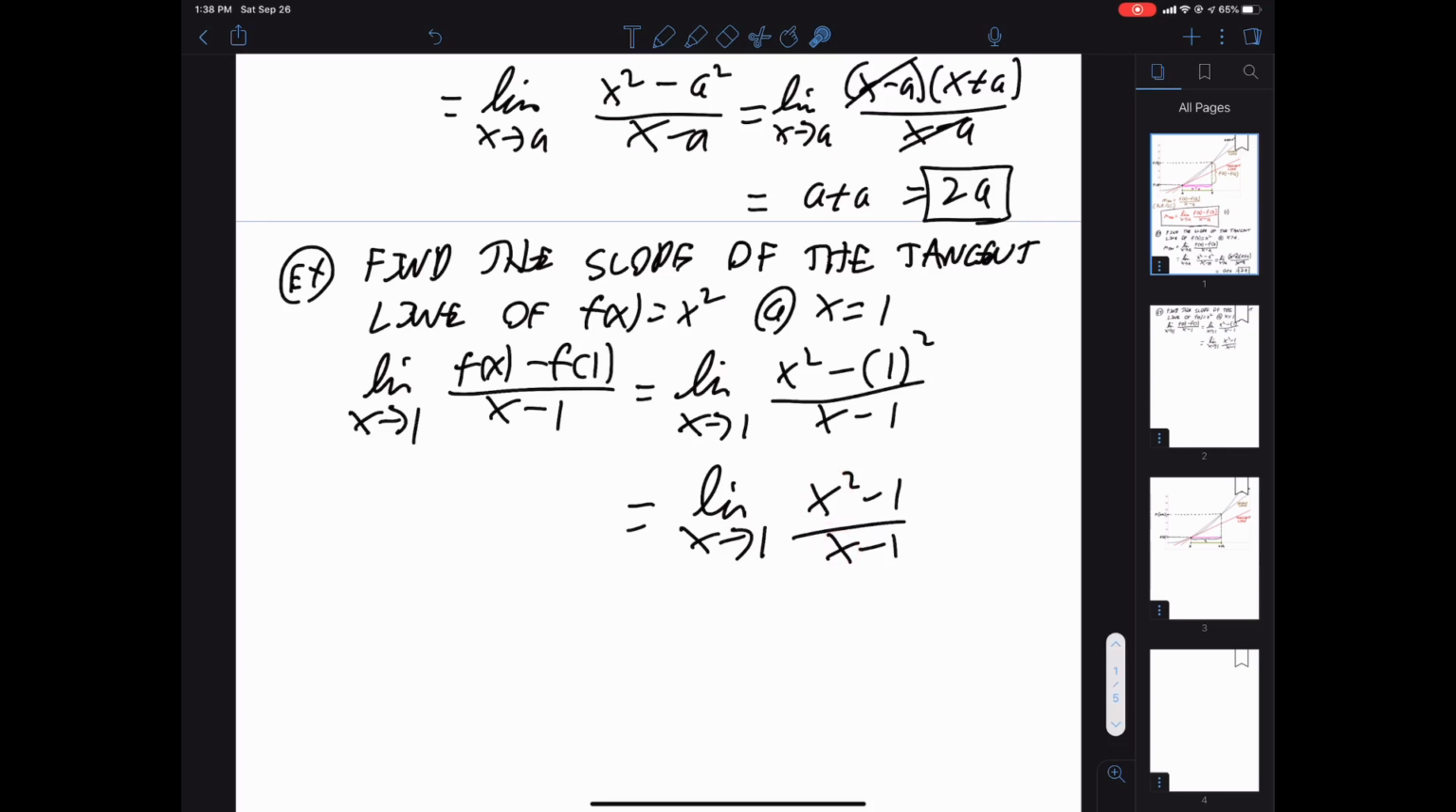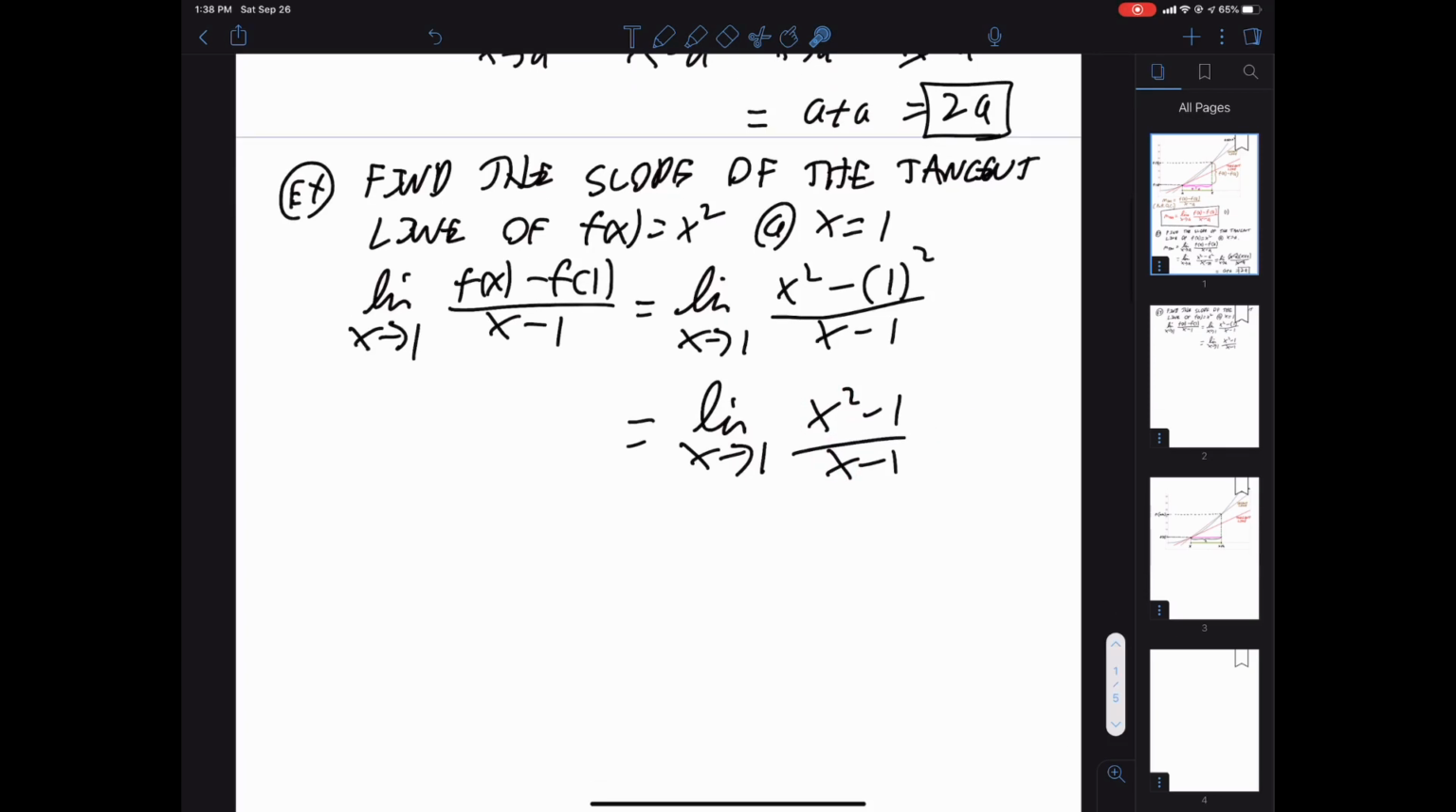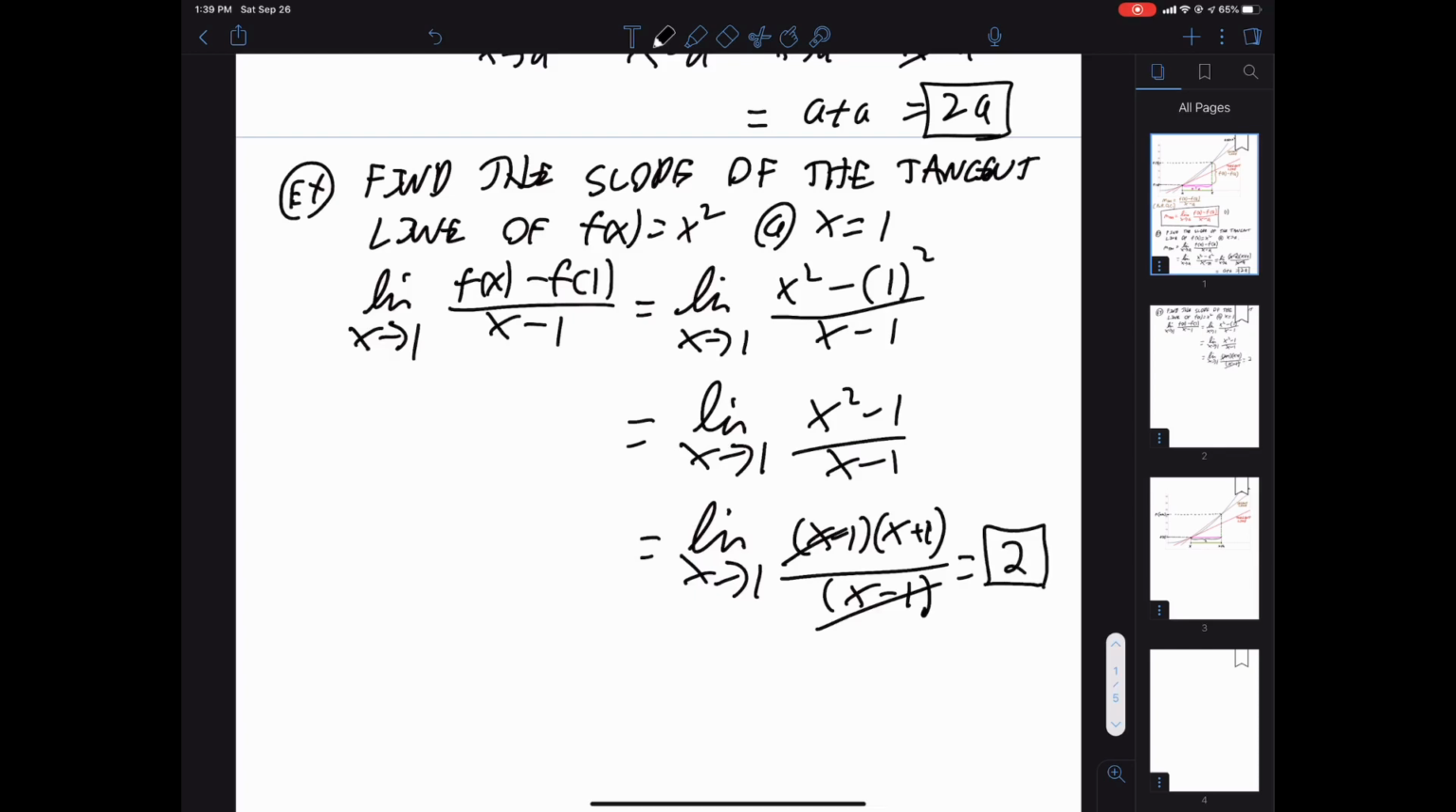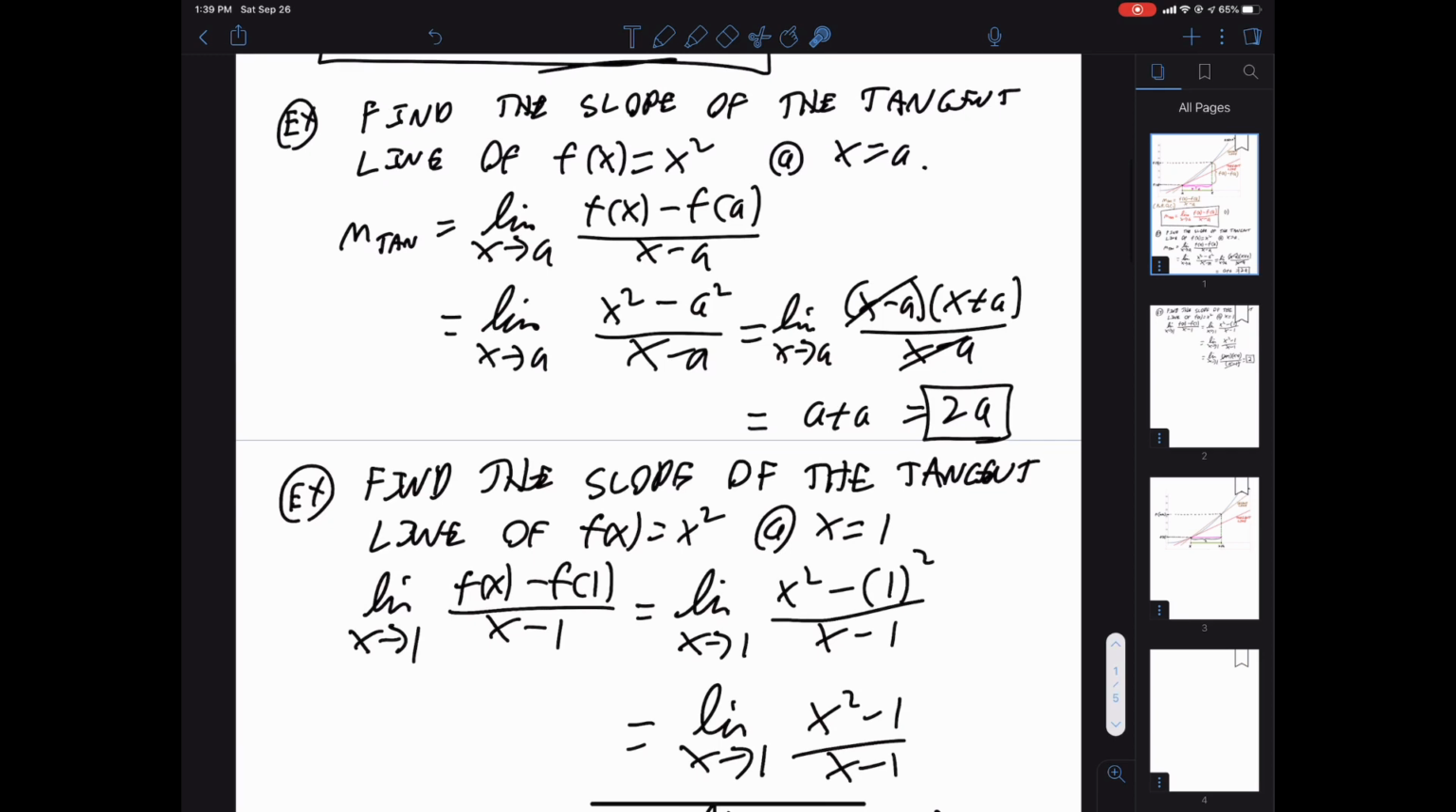And the top is the difference of two squares. Hopefully, if you aren't good at that, you're starting to see that. So the top is going to become x minus 1, x plus 1. And you can re-multiply that to double check. The x minus 1s will cancel. Plug in 1, the slope is 2. So when x is 1, the slope of the tangent line will be 2. And what's nice, if you look at the previous problem, you could have plugged in 1 for a, because that's the point of tangency, and you would have got a slope of 2 real quickly.